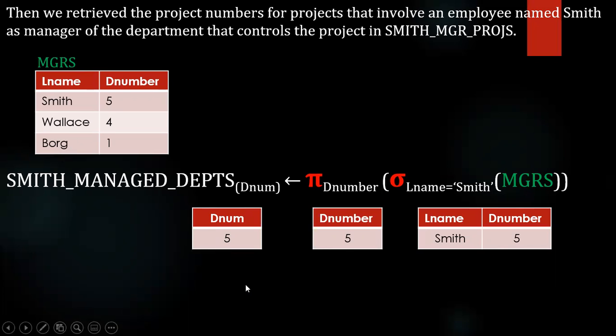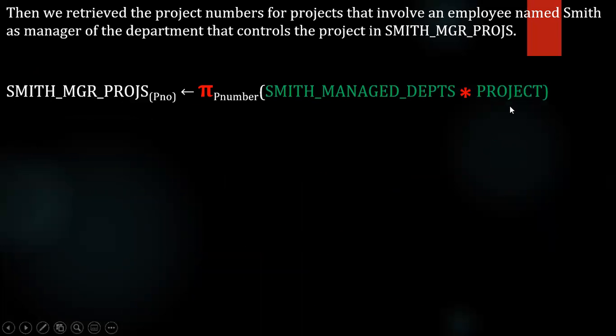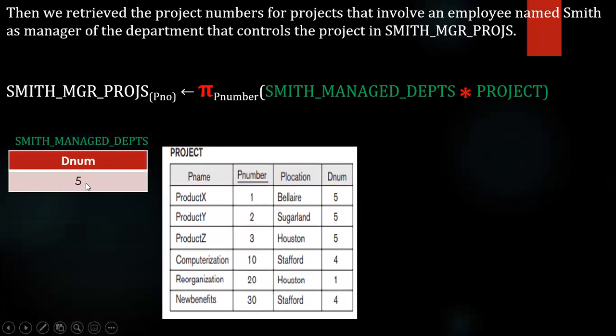Now we need to find which are the projects handled by department number 5. Any project handled by department number 5 is handled by the manager Smith, because Smith is the manager of department number 5. So now we will apply the department of Smith as a manager with the project. This is the project table and this is the department where Smith is the manager. Then determine the project numbers.